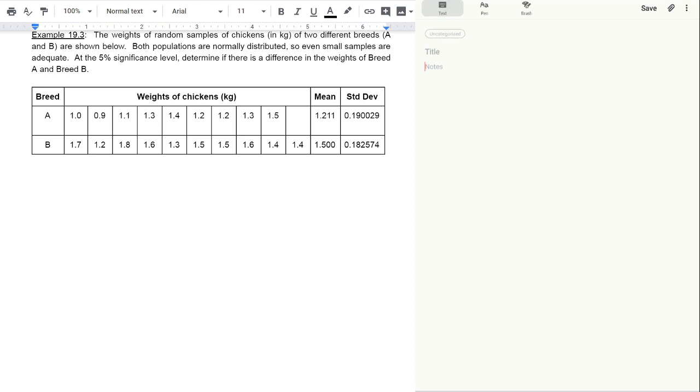So here we have the weights of random samples of chickens of two different breeds, so breeds A and B, and both populations are normally distributed, so even small samples are adequate. At the 5% significance level, determine if there is a difference in the weights of breed A and breed B. Okay, so the first thing is to write down the hypotheses for the test.